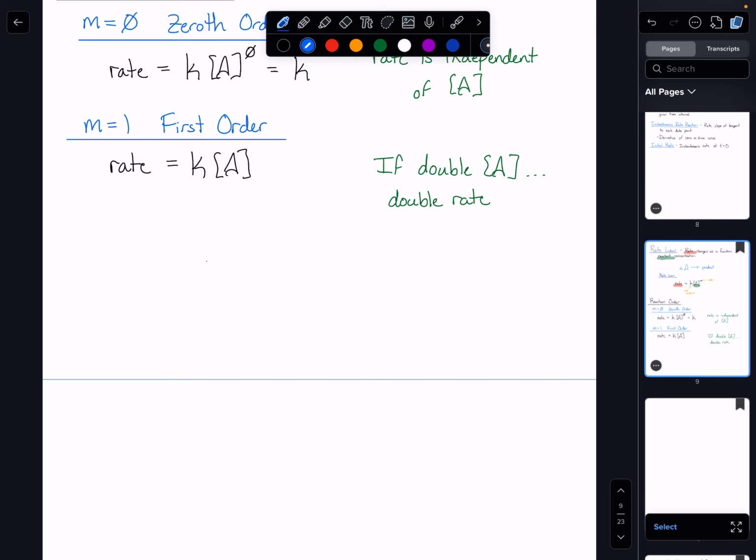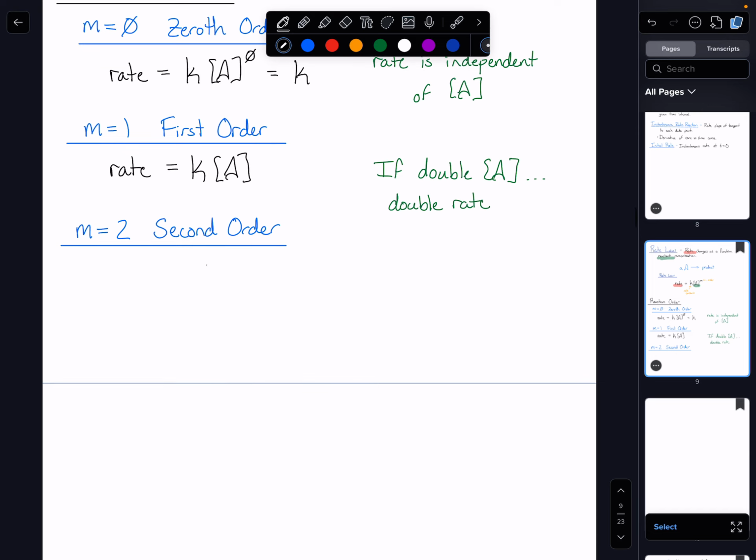All right, and then the third bucket is when that value of m is equal to 2, or you guessed it, what we call a second order reaction. All right, so if we go and plug this into our rate law here, we get that the rate is equal to some constant K times the concentration of A, but now raised to that power of 2.